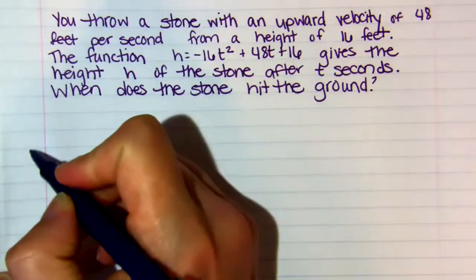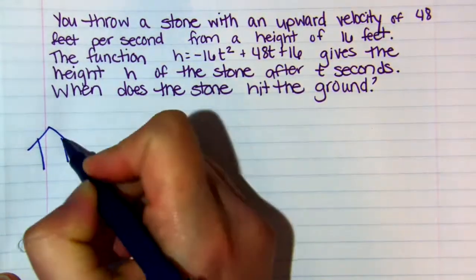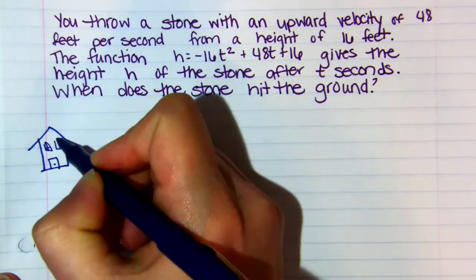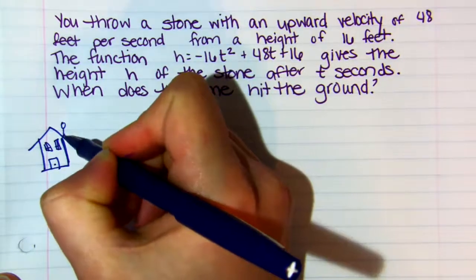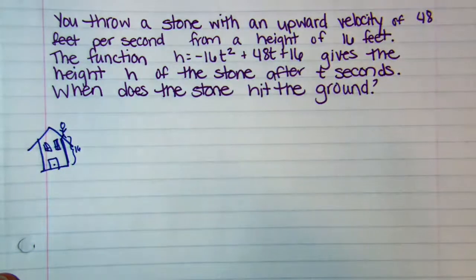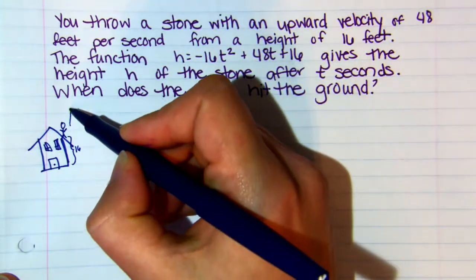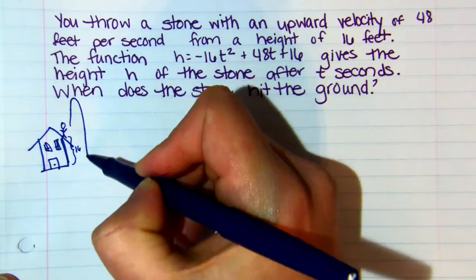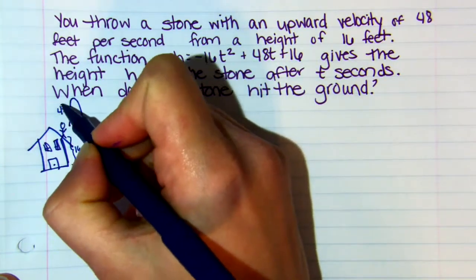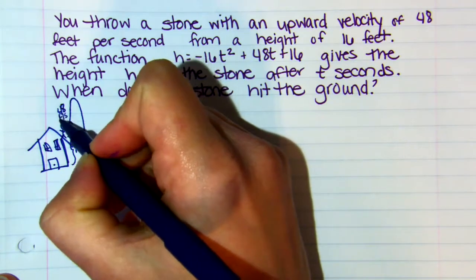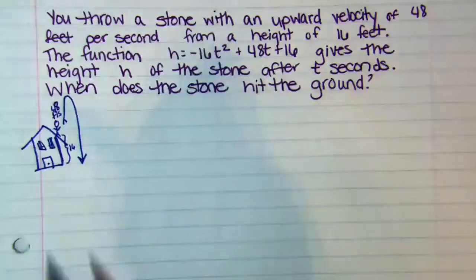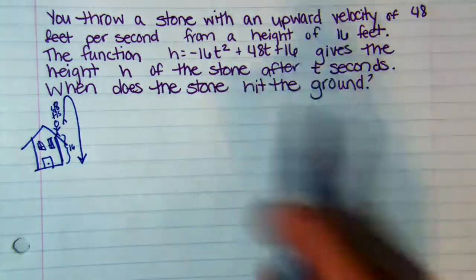So here's the scenario. You're standing on the roof of your house, which I do not think that you should do. But for whatever reason, you're on the roof of your house, 16 feet above the ground. And you throw a rock up in the air, and then it comes back down. You throw it up with an initial velocity of 48 feet per second. So the rock is going up and coming back down. Again, don't try this at home.